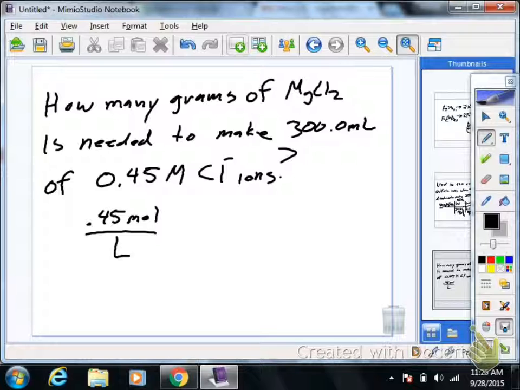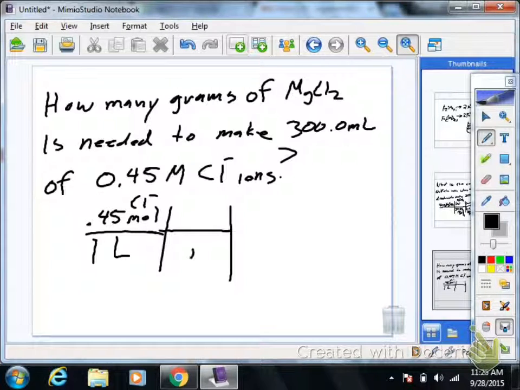This M is molarity, which is moles over liters. And so what I'm doing is telling you it's moles over 1 liter. So my first step is what? What do we want to do first? Moles to grams. Alright, so I need to put moles of chlorine ions.